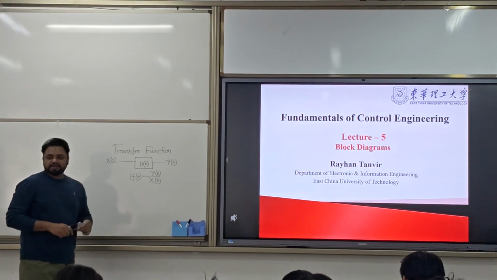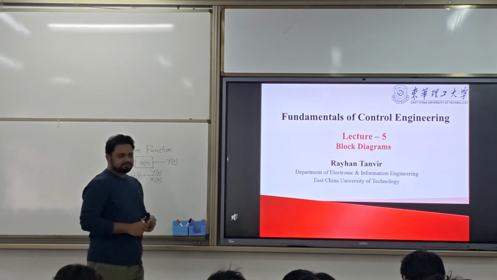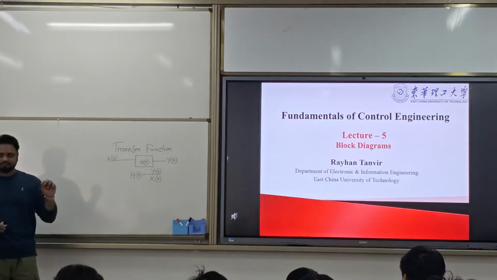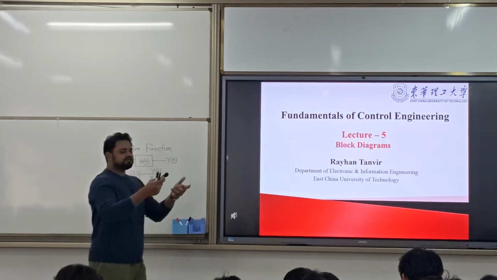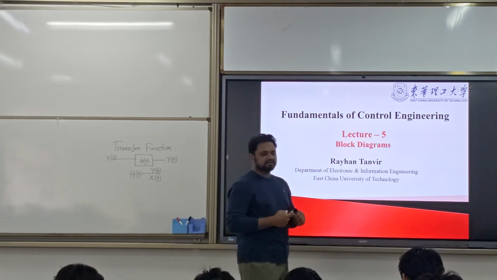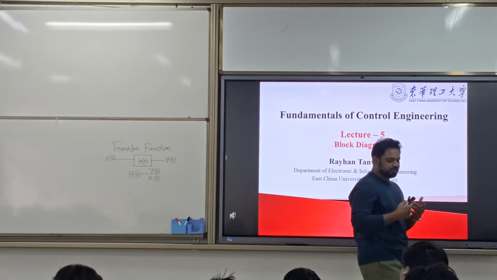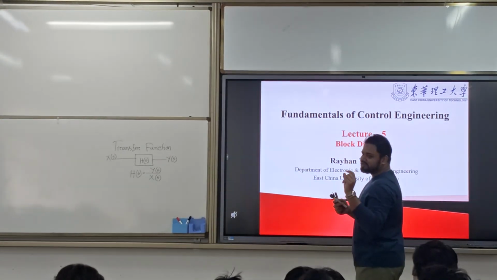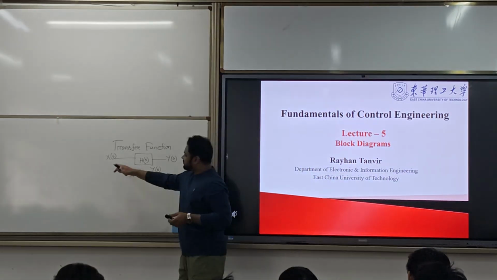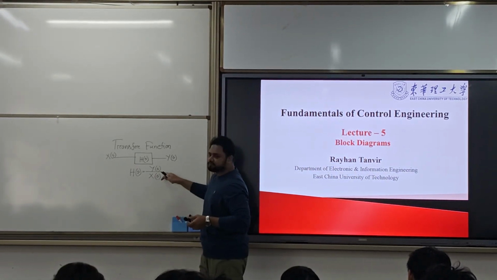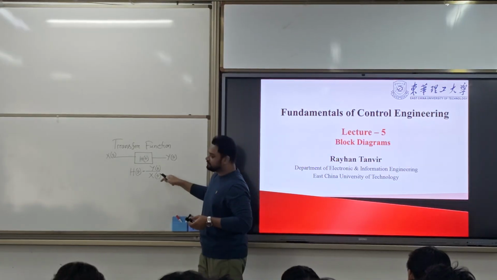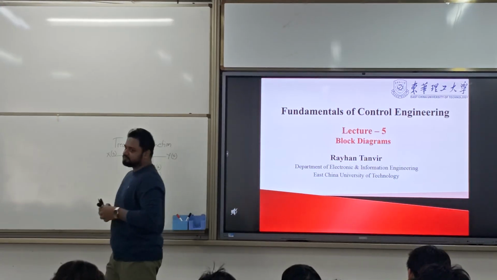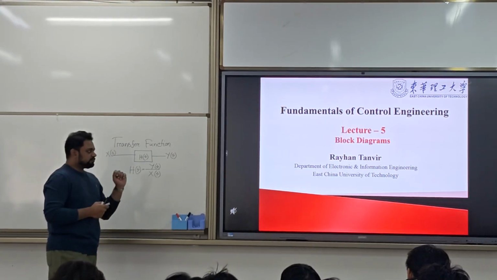Here we will start a new topic. It is called block diagram. In our previous lecture, we talked about the transfer function. What was the transfer function? Transfer function was a mathematical representation of input-output relationships. The ratio of output and input. It was the transfer function, right? We have seen that. Now, today we will talk about the block diagram.